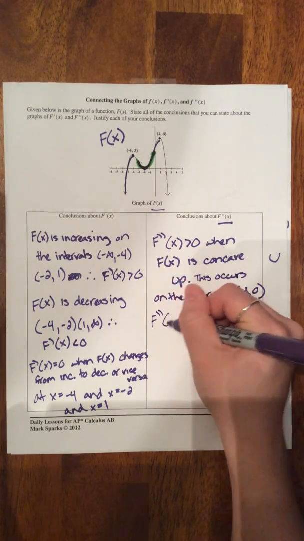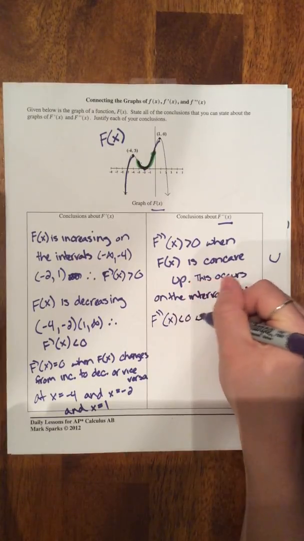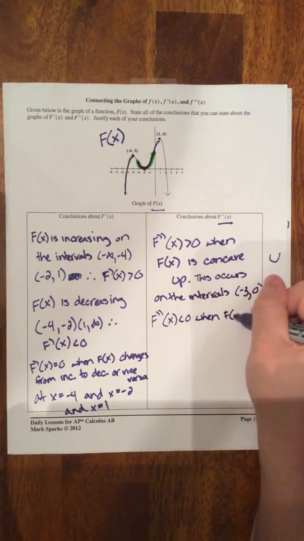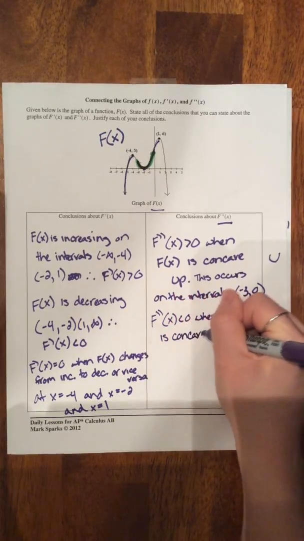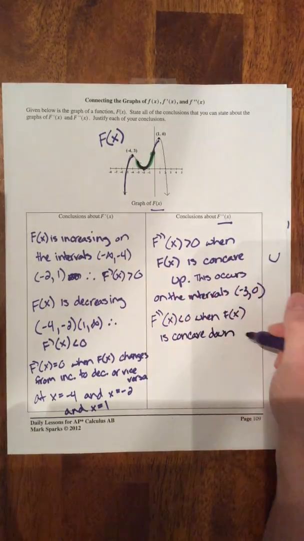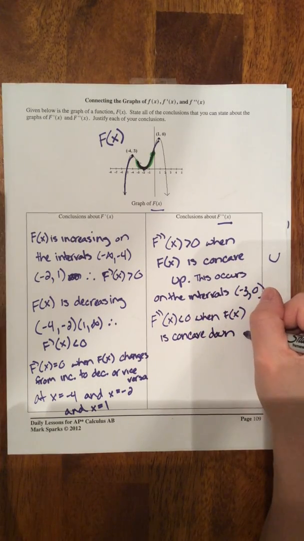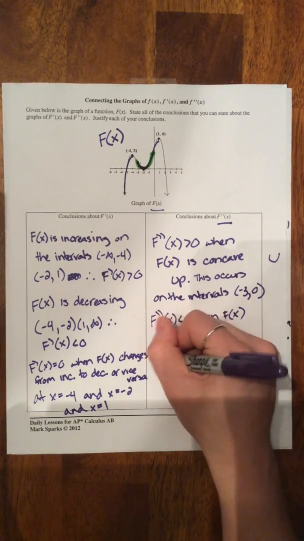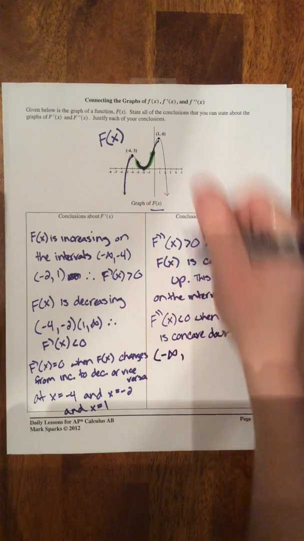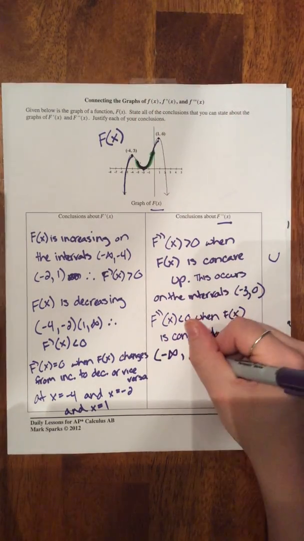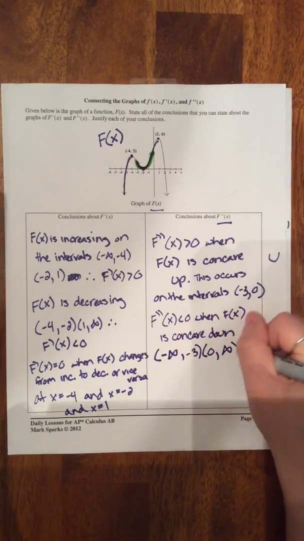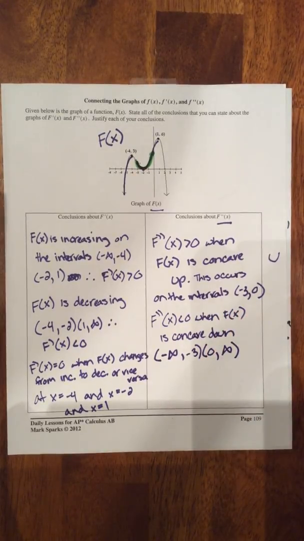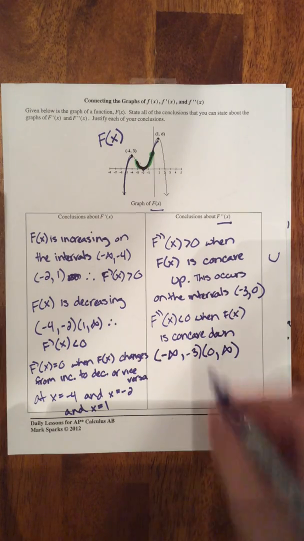F double prime of x is less than 0 when f of x is concave down, which occurs from negative infinity to wherever I said this value was, so to negative 3, and then from 0 to infinity. And then I could also say what the points of inflection are.